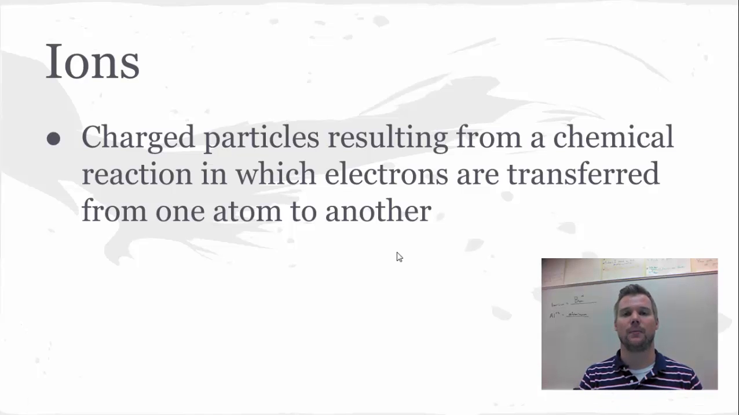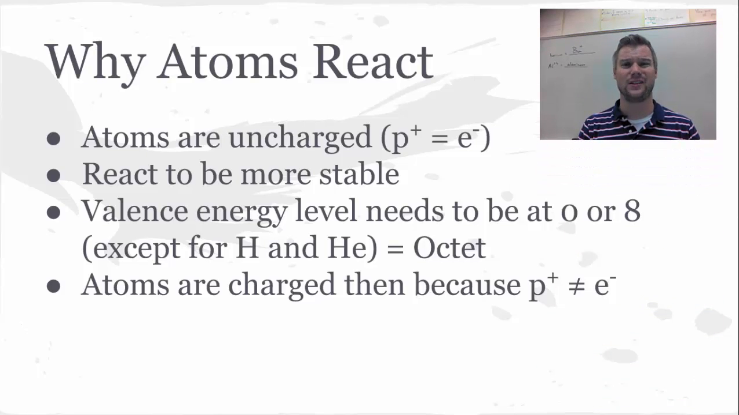and therefore you have a charged particle, an ion. So why does this happen in the first place? We know that normally atoms are uncharged, they're neutral because protons and electrons are the same number. But this isn't always the most stable way for an atom to exist. So the atom's going to either gain electrons or lose electrons to get to a more stable state. And the way that they do that is they look at the number of valence electrons that they have. They're not stable if their valence electrons aren't either a number of 0 or 8. So they either gain to get up to 8 or they lose to get down to 0.